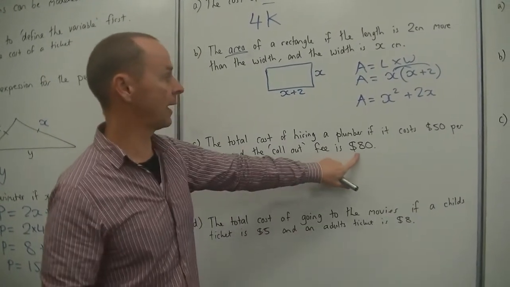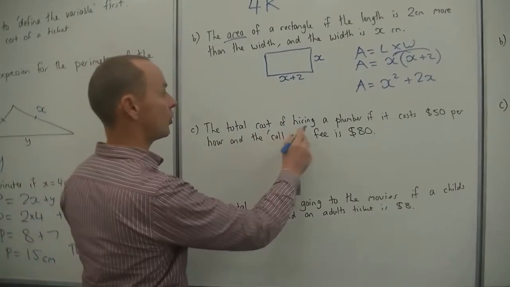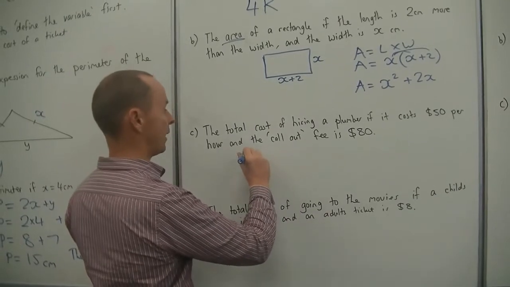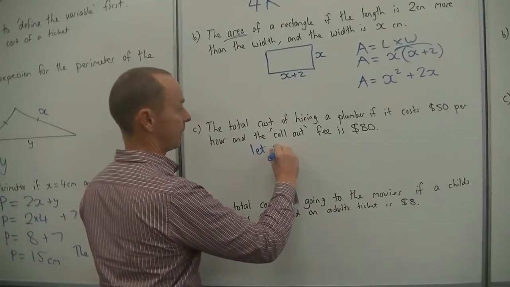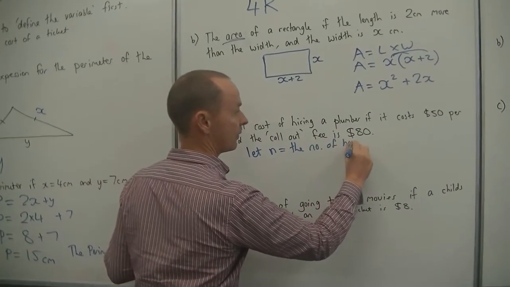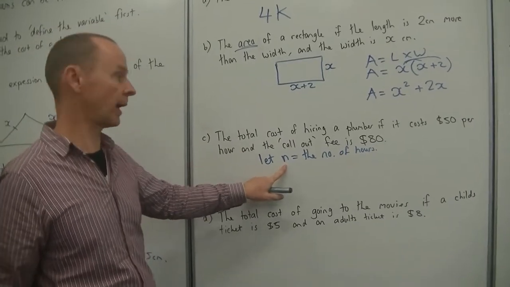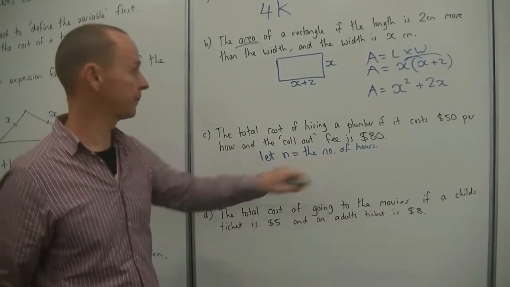So for them to turn up, it's $80, plus then it costs $50 per hour. So the total cost is $50 per hour. First thing we have to say, let n equal the number of hours the person's there for. You can call it n, you can call it x, whatever you like. This is called defining the variable.